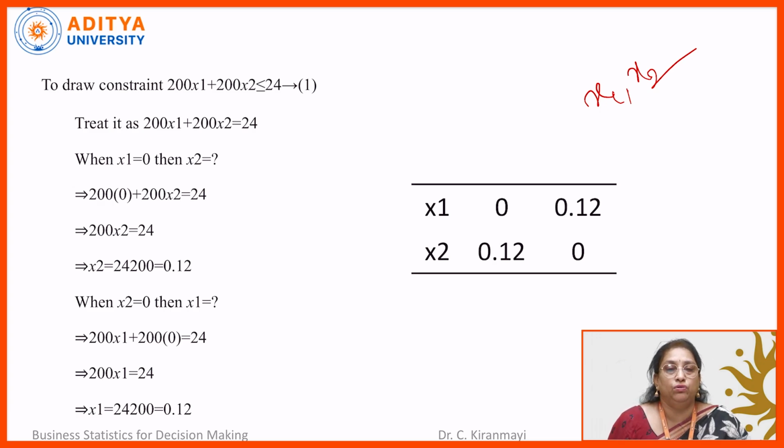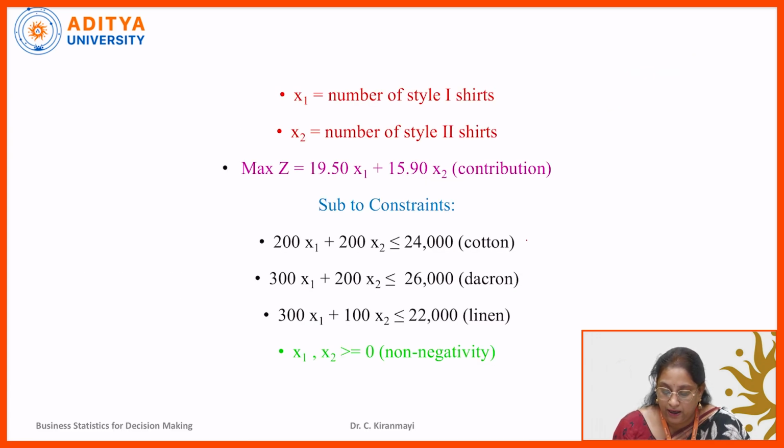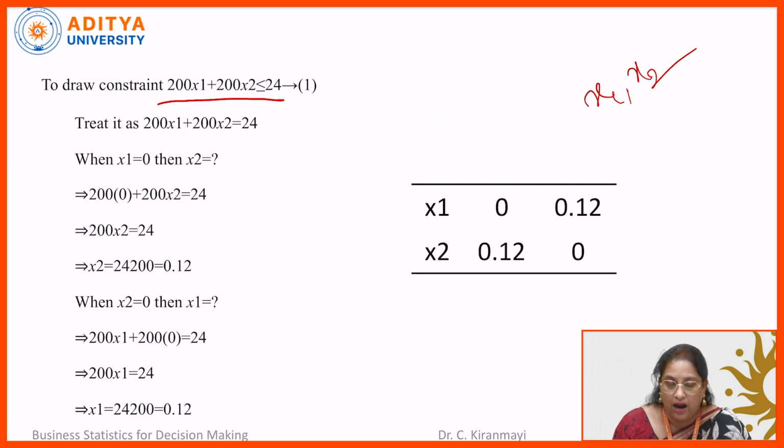First, we have to identify the coordinates of each constraint to plot on the graph. First, consider the first constraint. In the given LPP, it is the first constraint, the second constraint, and the third constraint. After considering the constraints, identify the coordinates. First, put x1 equal to 0. Replace x1 with 0 to find the value of x2, and to find the value of x1, put x2 equal to 0. Then you obtain the values of x2 and x1.